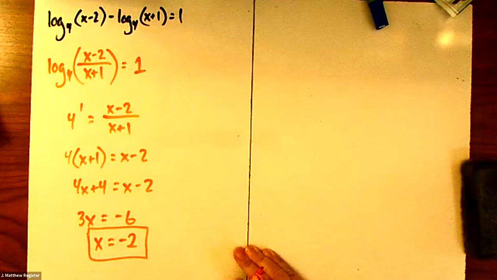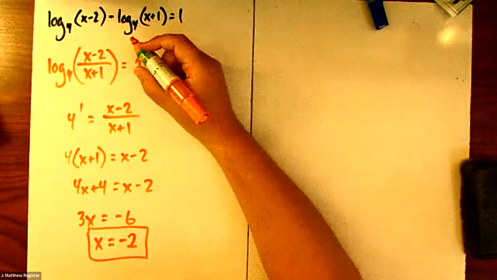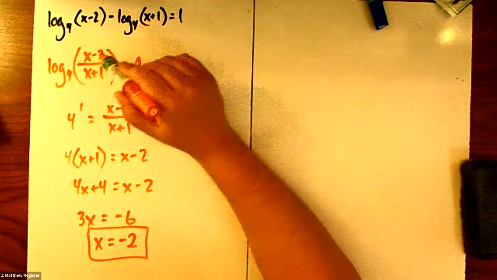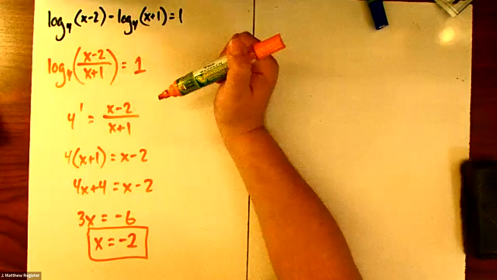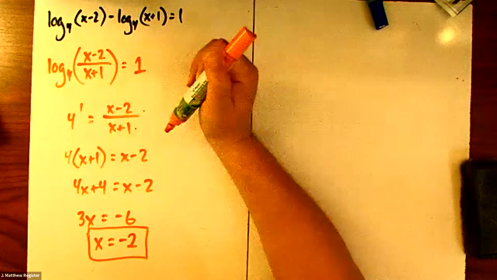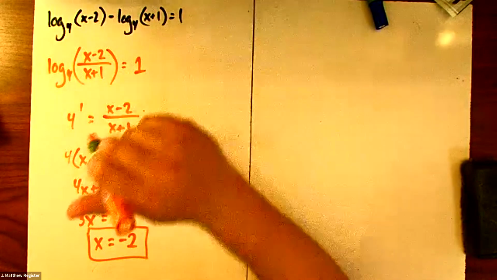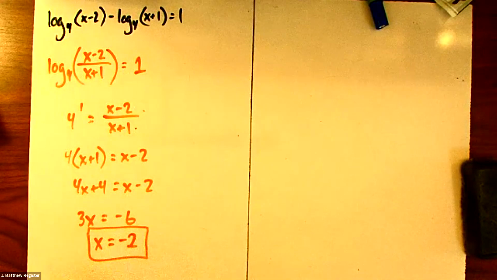I'm just going to double check that we did all of that math correctly before we do another check. What we did was we started with this. We combined our logarithm to give us the 4 there. So it's 4 to the 1 equals x minus 2 over x plus 1. Then we distributed after we cross multiplied, giving us 4x plus 4 equals x minus 2. Then we brought the x over, we brought the 4 over, giving us 3x equals negative 6. And then we get our answer of x equals negative 2. Good, we did all of that correct.